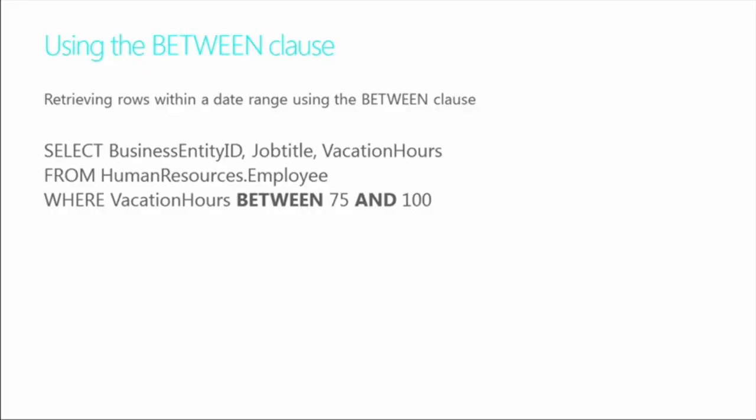The BETWEEN clause. Instead of specifying the ANDs, if I want to specify between a certain date range or between a certain, in this case, vacation hours, very, very similar syntax. Select the column names from the employee table where vacation hours is between 75 and 100. Now I could have done this differently. I could have said where vacation hours is greater than or equal to 75 and vacation hours is less than or equal to 100. That would have worked, but this is a BETWEEN. This makes it a little bit simpler. So now if the vacation hours are between 75 and 100, I want to see those rows. So it's just another way for us to massage or slice and dice the data as it's being displayed.